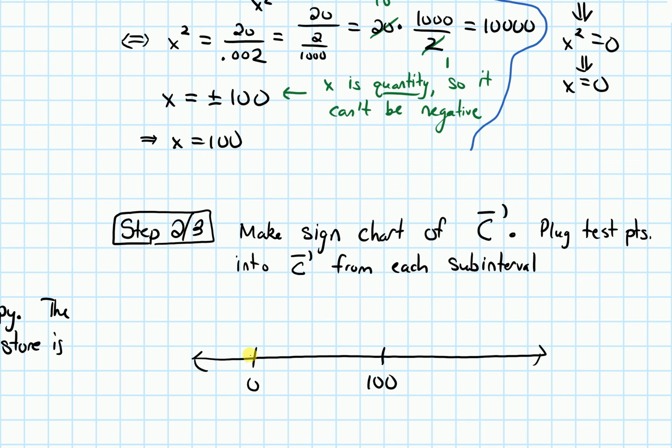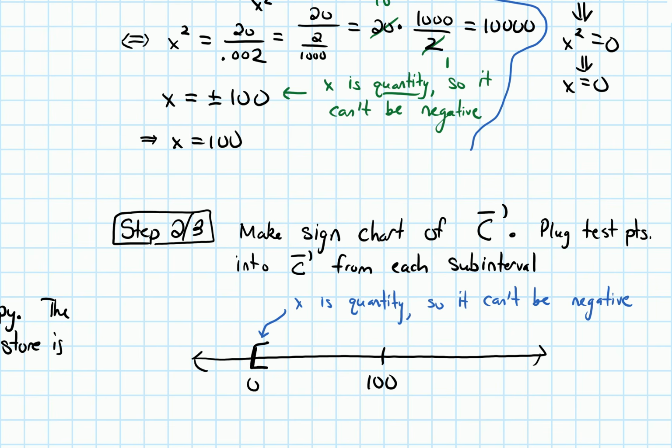But also at 0, because our variable here is a quantity, x is a quantity, so it can't be negative. And because x can't be negative, we're not going to worry about anything to the left of 0. So I'm going to put just a bracket like this at 0, because x cannot be a negative number.